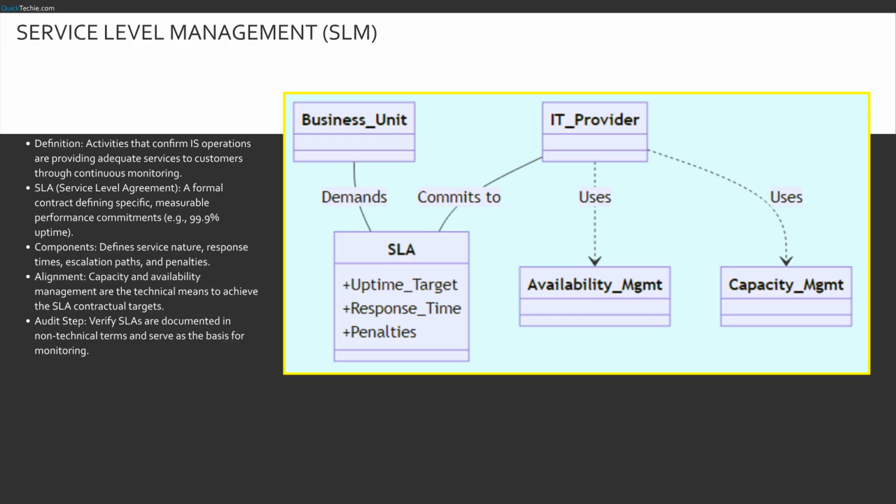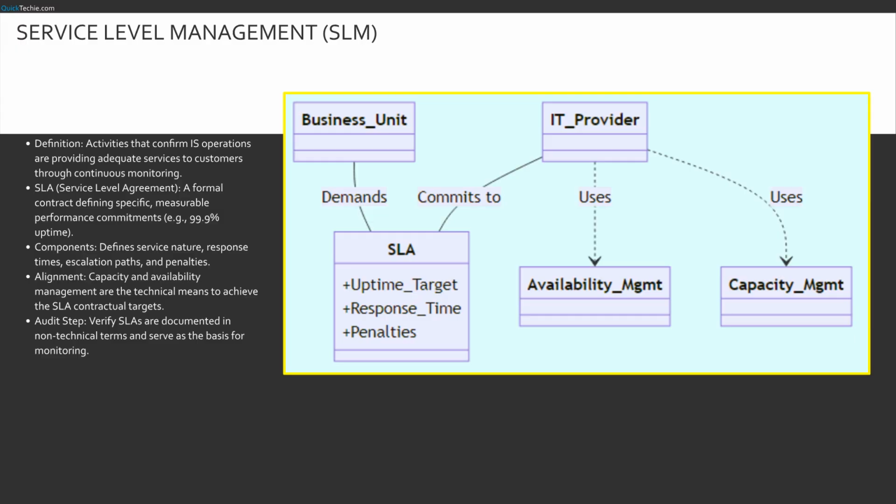How do we measure success? Through service level management. The core document here is the SLA. As the source text states, an SLA must define measurable commitments, such as response times or uptime percentages. It is the bridge between IT and the business. If IT operations fail to manage capacity, they violate the SLA. As an auditor, you must verify that SLAs exist and that they are written in non-technical terms the business understands. You also need to check if they include the right to audit clause, especially with third-party vendors.